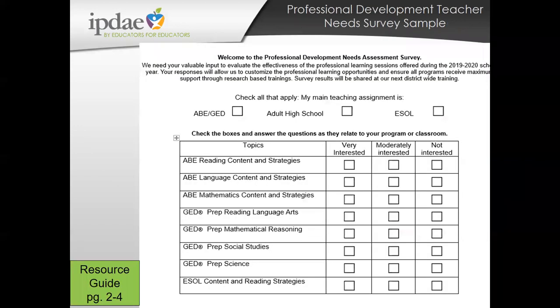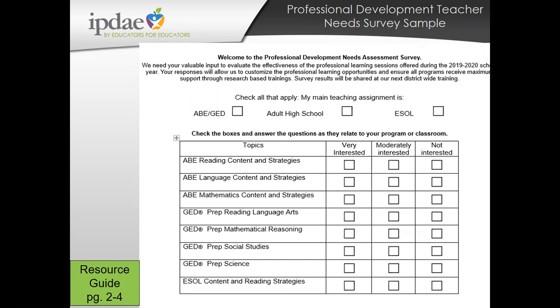In your resource guide, pages 2 to 4, you can find this editable sample of a teacher professional development needs survey we used in our district last year. This was sent electronically through our LMS, our learning management system, and any non-return surveys were given follow-up prompts.